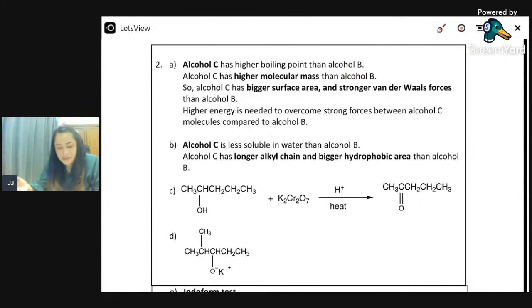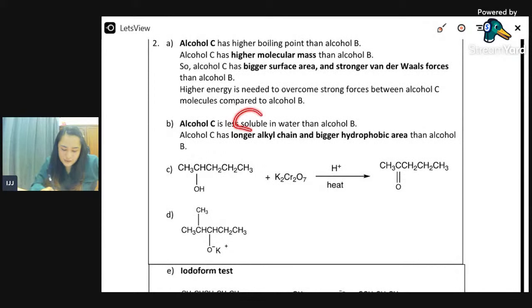So stronger van der Waals forces. Then when you have a stronger van der Waals forces, then you need higher energy. So forces makin kuat kan? So forces makin kuat, kau memerlukan lebih tenaga untuk pisahkan. Jadi bila you need more high energy, that's why the boiling point will be higher. Okay, so the next is alcohol C is less soluble in water. Why? Because it has longer alkyl chain and bigger hydrophobic area. Okay, so this is the answer for the previous question given. Okay, can I move to the next question?